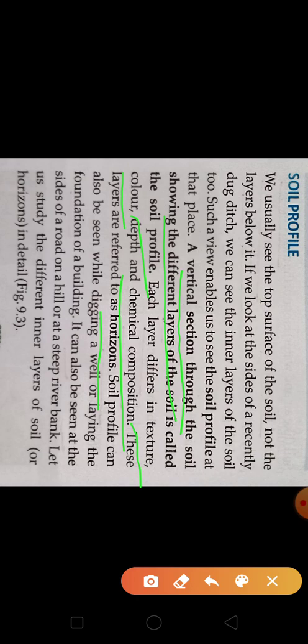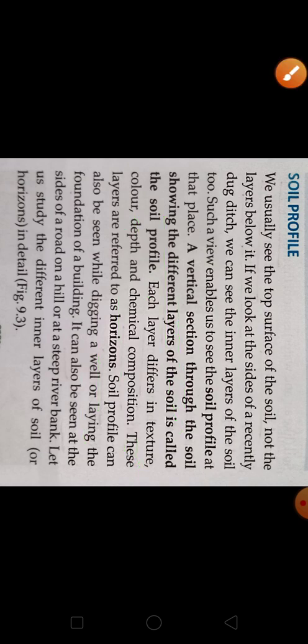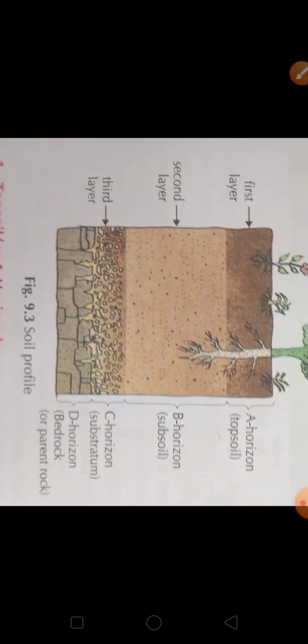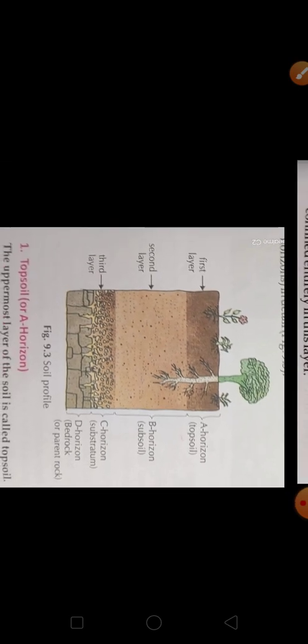Children, the soil profile can also be seen while digging a well or laying the foundation of a building. Okay, clear? Now this picture is very important for you. By use of this picture you can easily learn what is soil profile. So the picture shows the different layers of soil. Okay, this is soil profile.